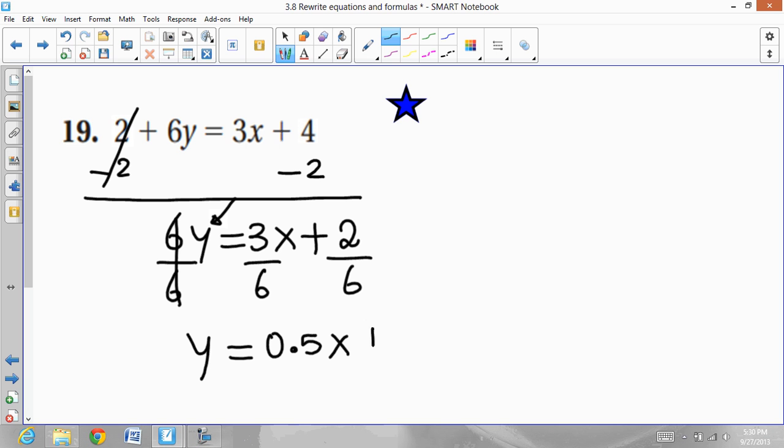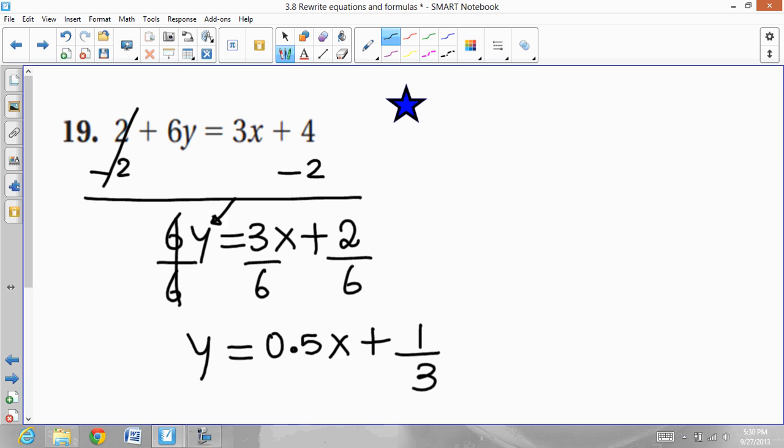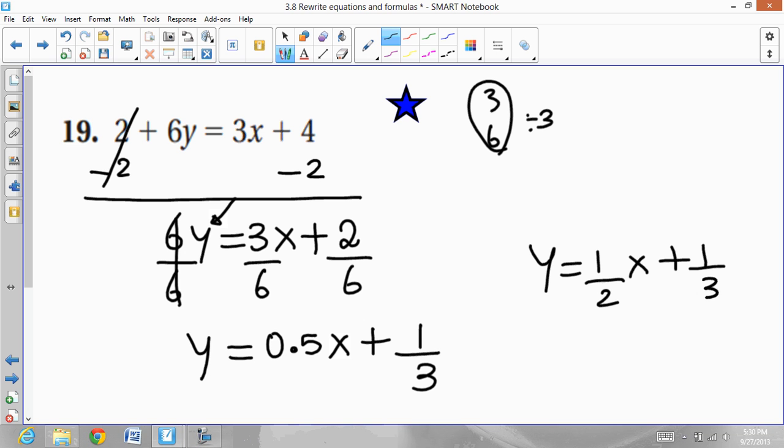0.5x plus 2 over 6. 2 and 6, they both look friendly enough. 2 divided by 2 gives you a 1, and 6 divided by 2 gives you a 3. You can have the answer that looks like this, or the same step, I can write it as y equals 3 and 6, they both look friendly enough. So 3 divided by 3 gives you a 1, and 6 divided by 3 gives you a 2, so x over 2 plus 1/3.